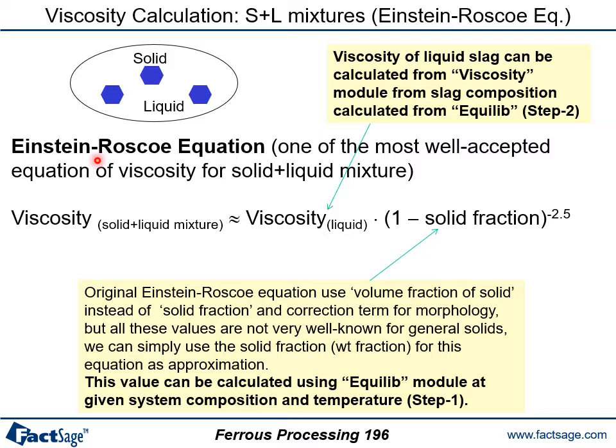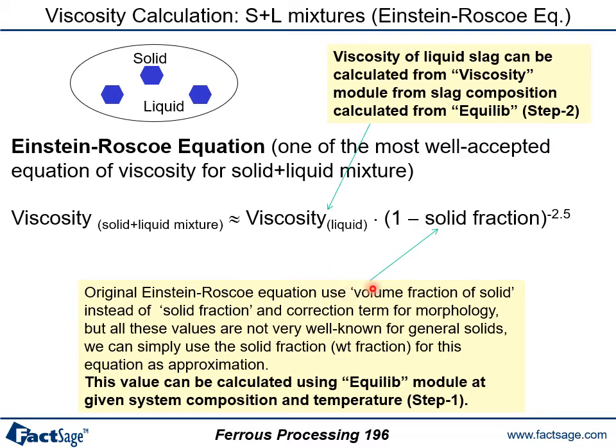The key function of this equation is this one. The viscosity for the solid plus liquid mixture can be approximated from the viscosity of the liquid phase. So when you have this kind of solid-liquid mixture together as an overall slag, and you know the composition of the liquid phase, you can calculate the viscosity of the liquid phase. That's the component here: viscosity for the liquid phase times 1 minus solid fraction.